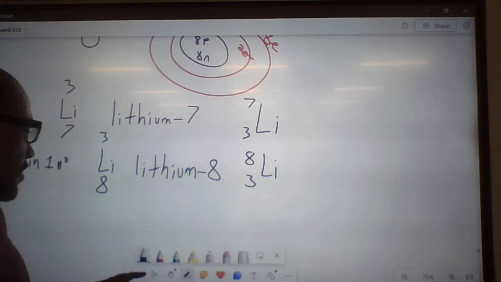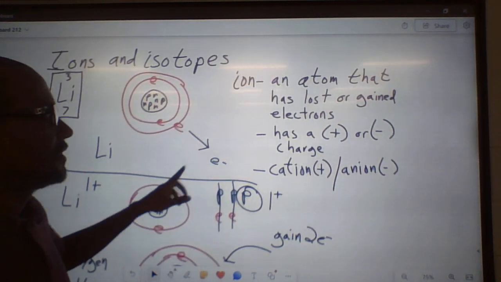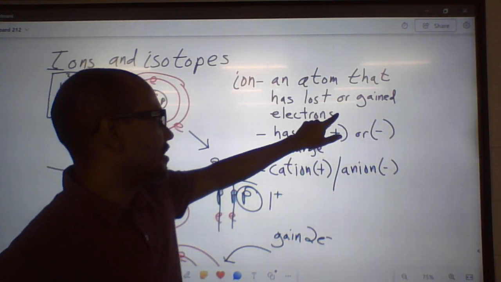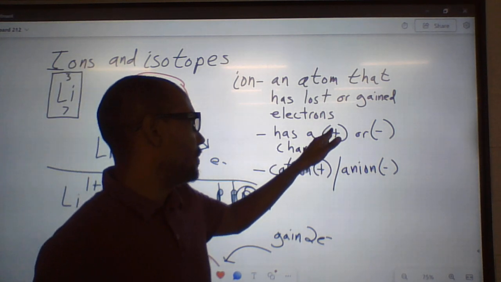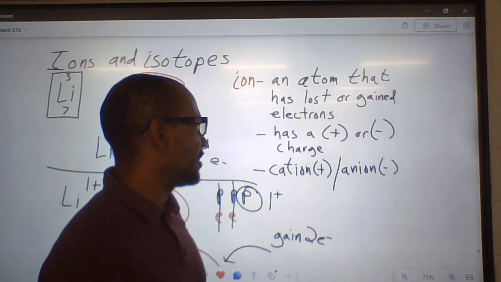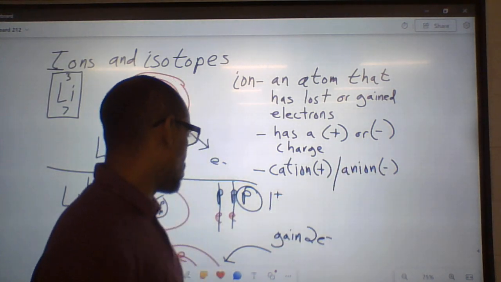Just to sum it up, if I'm an ion, this is an atom that has lost or gained electrons. If you lose electrons, you're going to be positive. If you gain electrons, you're going to be negative. Positive charge is called a cation. Negative charge is called an anion.